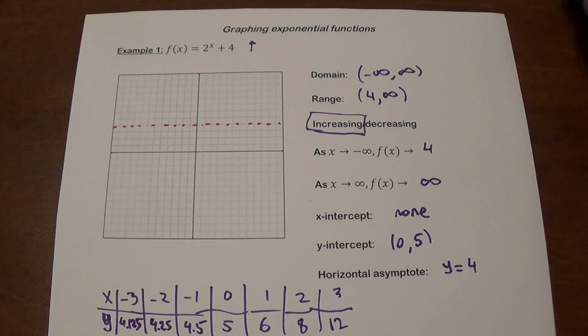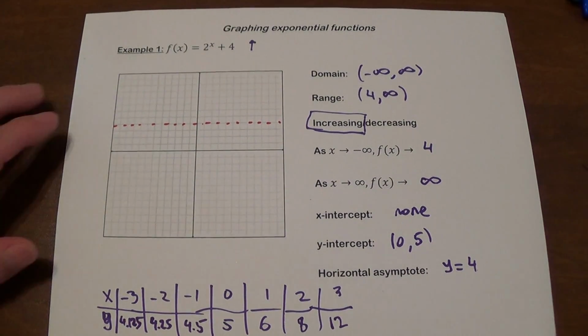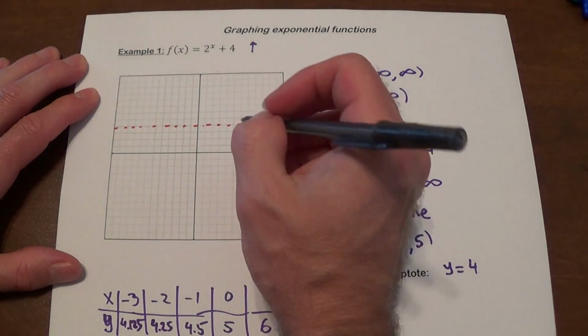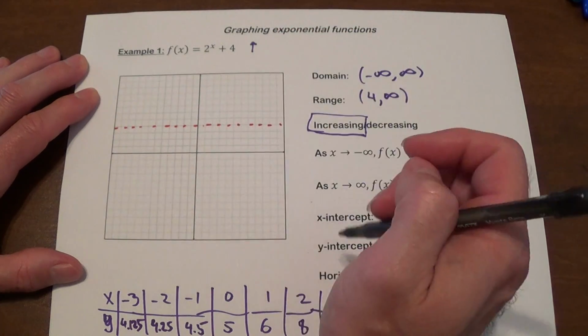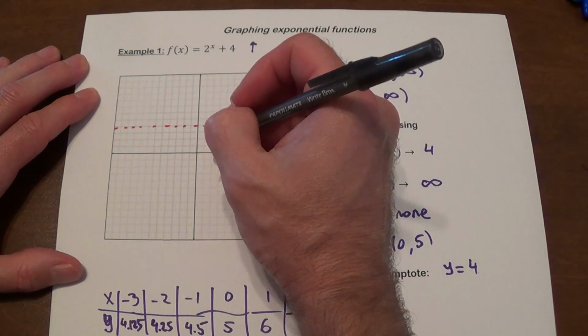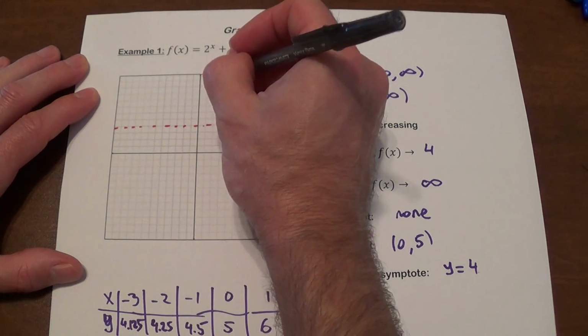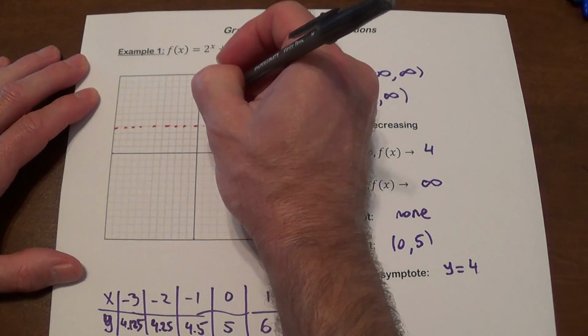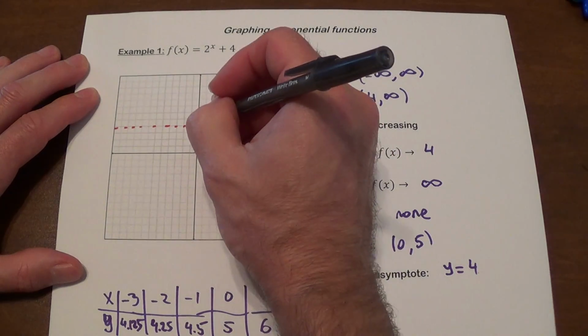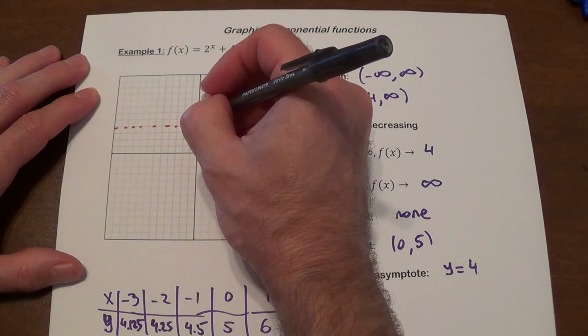And let's plot the points. I'm going to use a pen here. So 3, 12, I can't fit that. 2, 8. 4, 8. Actually 12 is right there. I can do that. 8. 1, 6. 0, 5.